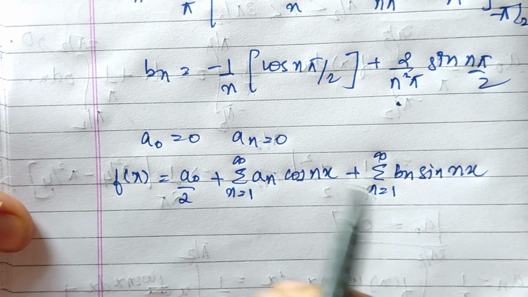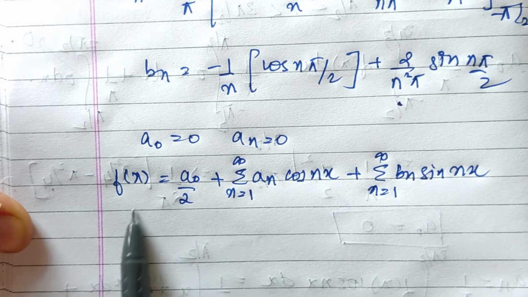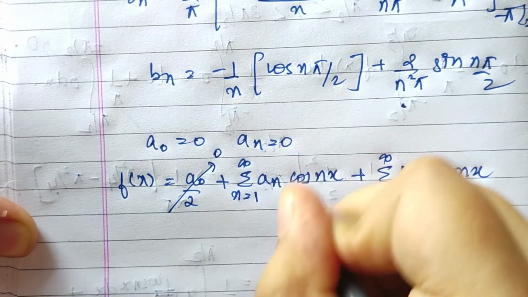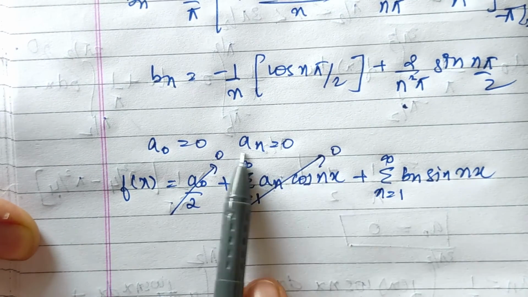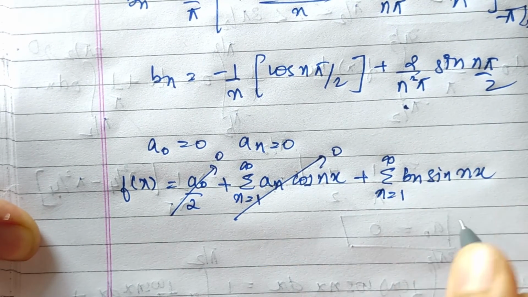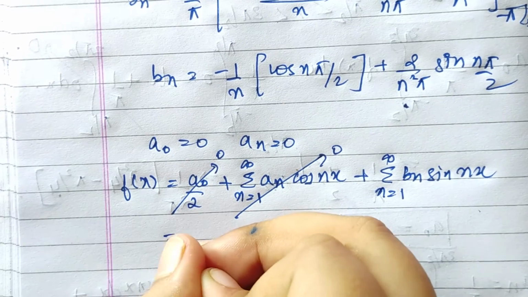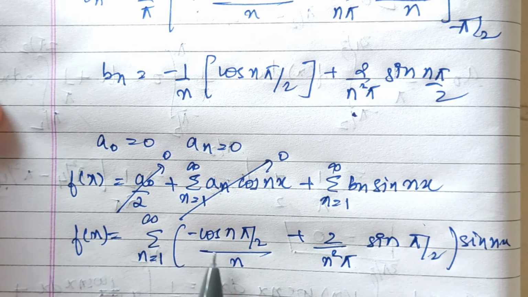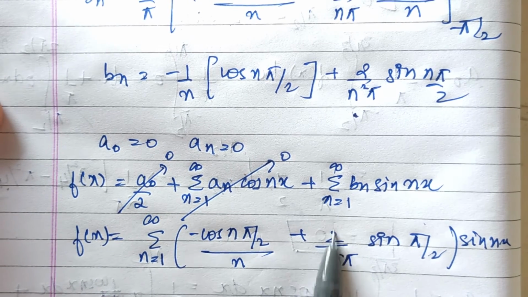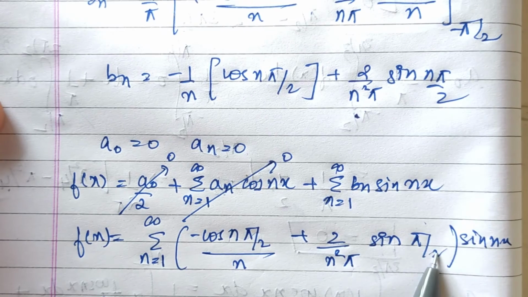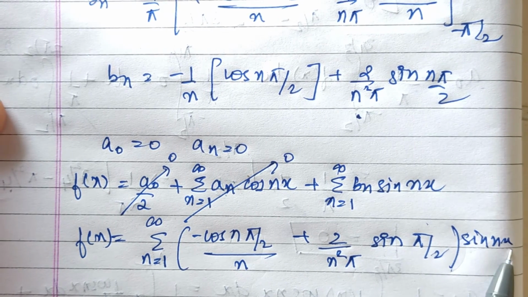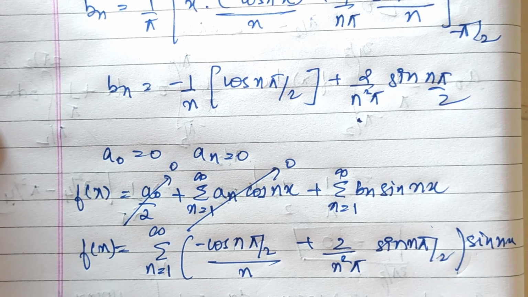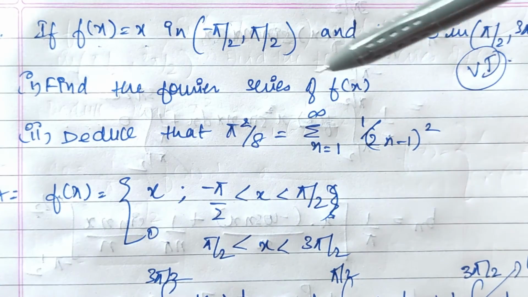So now we have the a0, an and bn's value. We again substitute back in the Fourier equation. This term becomes 0. This term becomes 0. A0 is equal to 0. An is equal to 0. That's why. And we substitute bn's value over here. And we get f of x is equal to summation of n is equal to 1 to infinity minus cos n pi by 2 by n plus 2 divided by n square pi sine n pi by 2 into sine nx. So till this part, it is the same thing as we have done before. So till now we have found the Fourier series of f of x.